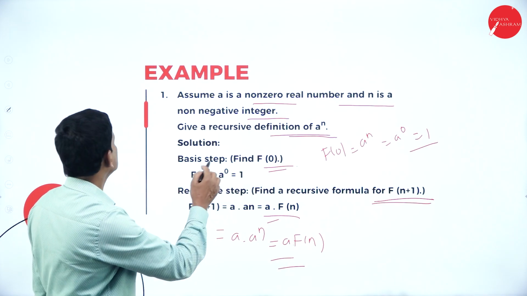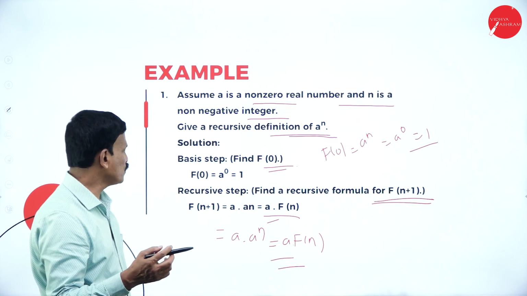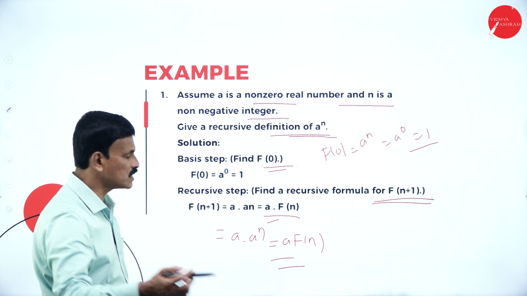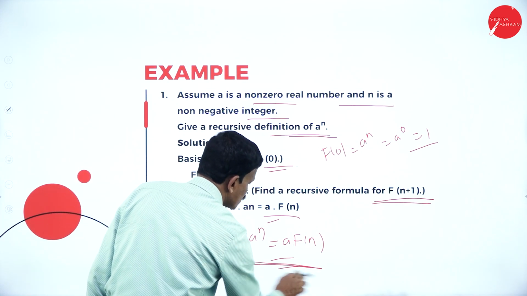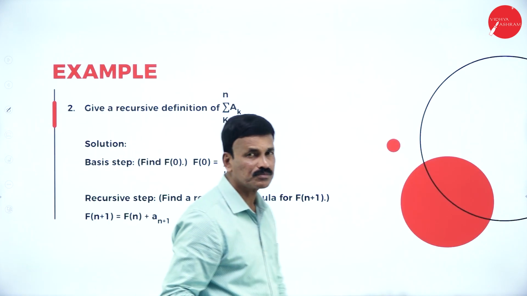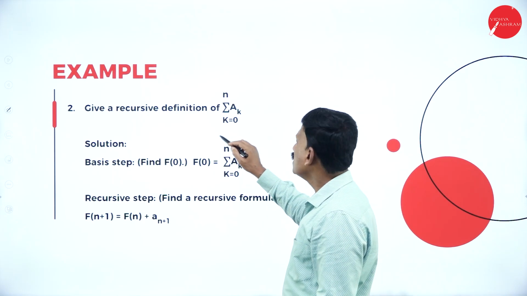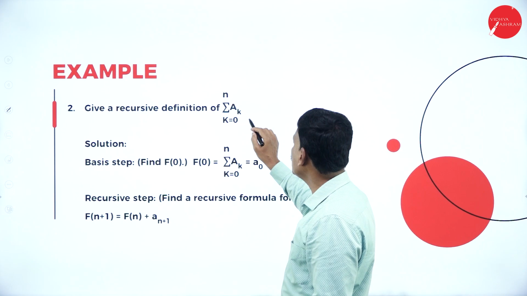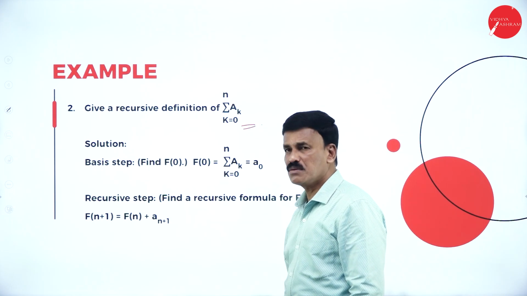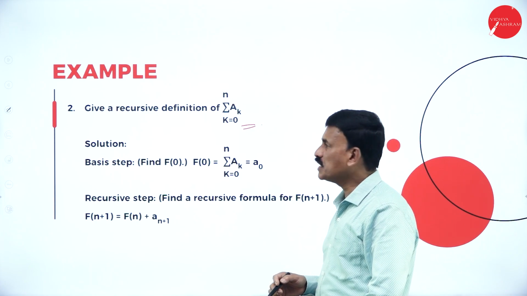Then if n is a non-negative integer, n is greater than or equal to 1. If you put n equal to 1, 2, 3, 4, 5, etc., you are going to get a recursive sequence. That's it. Now let us come to the next problem. Give a recursive definition of the summation of a k, k equal to 0 to n.